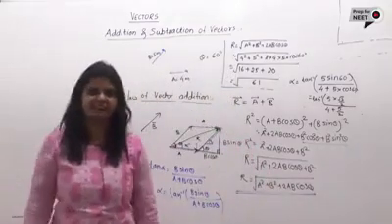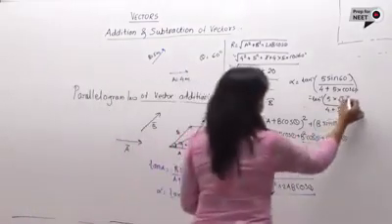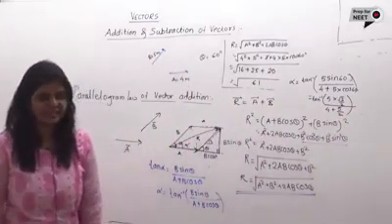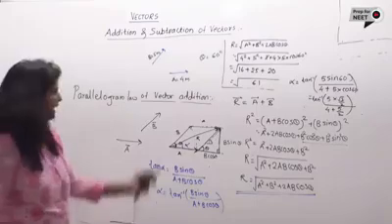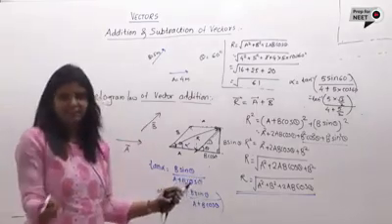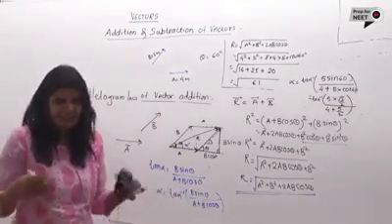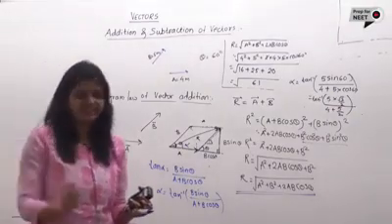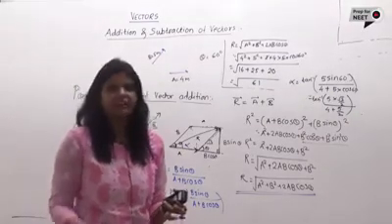Cos 60 is half. I'll just put in the values and I'll be able to calculate the resultant. I hope the concept is clear to everyone. I have explained the triangle of vector addition. With the help of the triangle of vector addition, I will be able to calculate the magnitude of the resultant as well as the direction of the resultant.